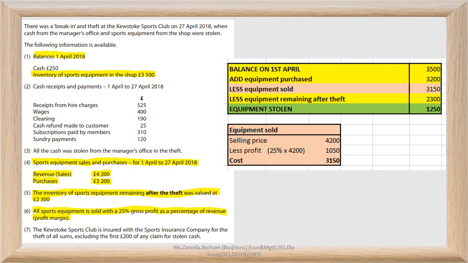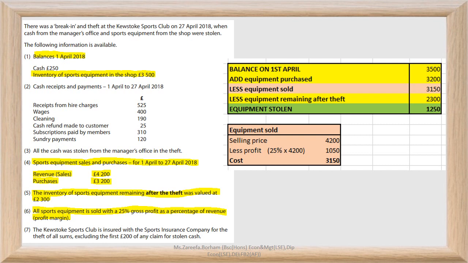In this case, the same logic applied for the stolen cash should be used. The balance of equipment on 1st April should be added to the equipment purchased between 1st and 27th April. Then, the cost of the equipment sold should be subtracted from this. The reason why we should consider the cost in this case is that stocks are always valued at cost or net realizable value, whichever is lower of the two.